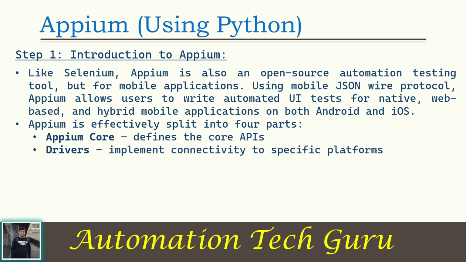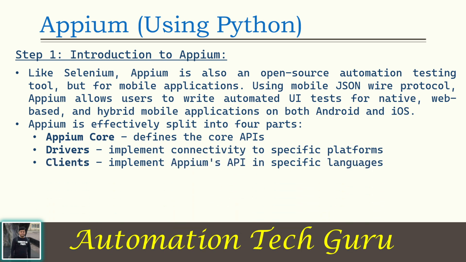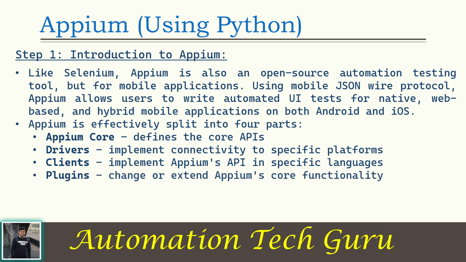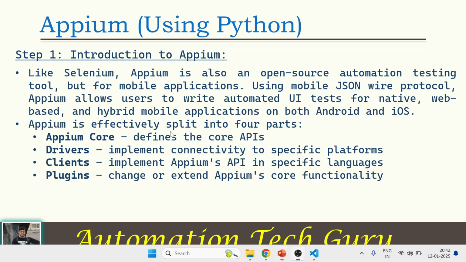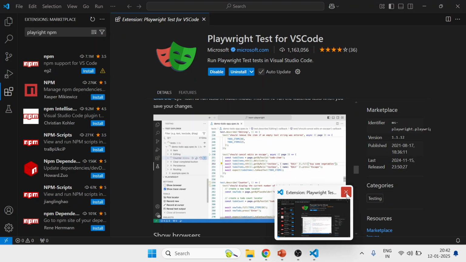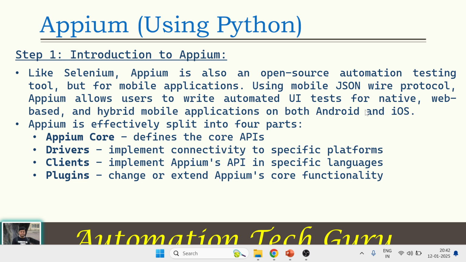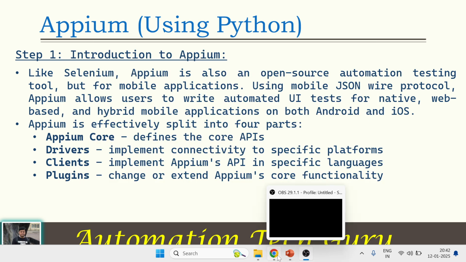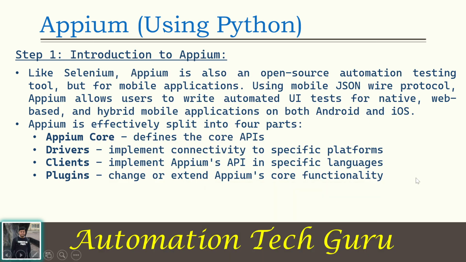Appium core defines the core API. Drivers implement connectivity to a specific platform. Clients implement Appium's API in a specific language. Plugins change or extend Appium's core functionality. So these are the four components which can be used in Appium.